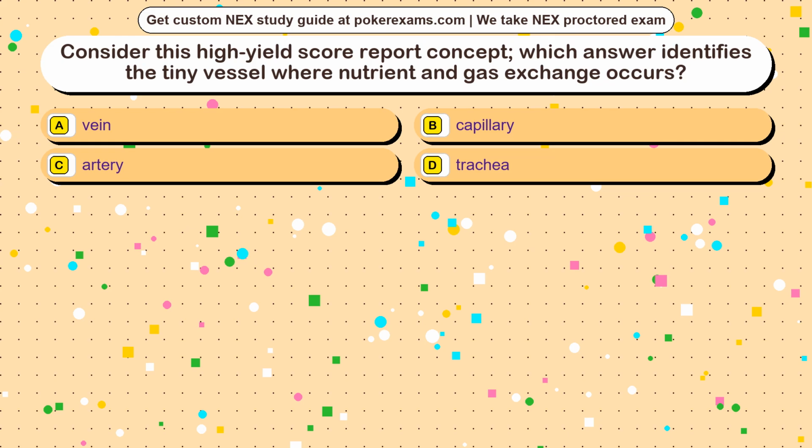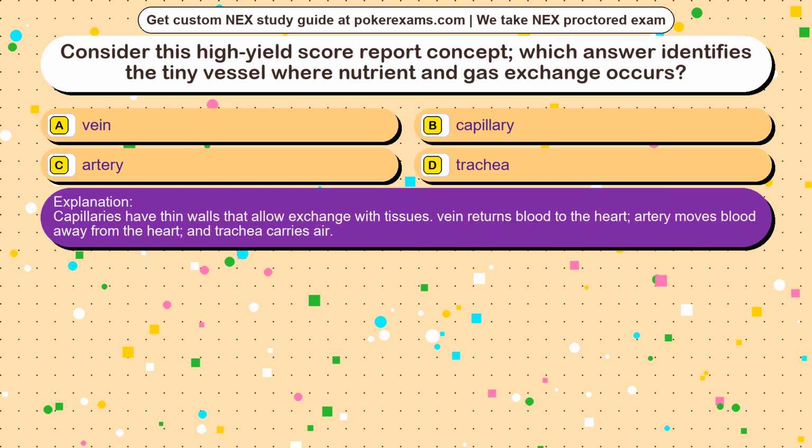The correct answer is option. Capillaries have thin walls that allow exchange with tissues. Vein returns blood to the heart, artery moves blood away from the heart, and trachea carries air.